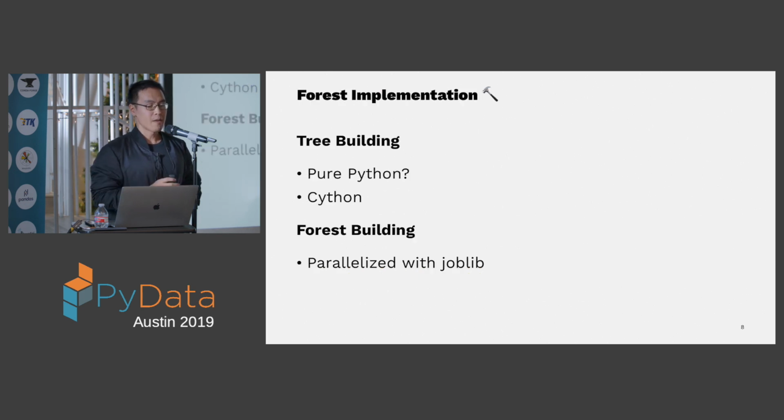How do you implement it? Well, in scikit-learn, our tree building we don't write in pure Python because it would be slow, so we write it in Cython. How many of you are Python developers? Yeah, Python's cool. I'm going to show you lots of Python. Our Cython code releases the GIL, very important for later. Our forest building is parallelized with joblib.